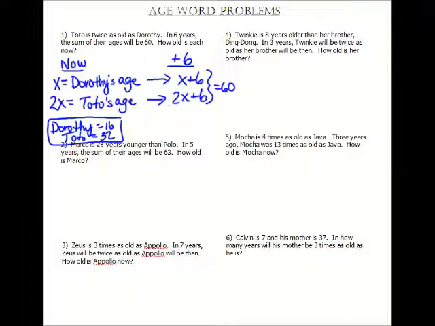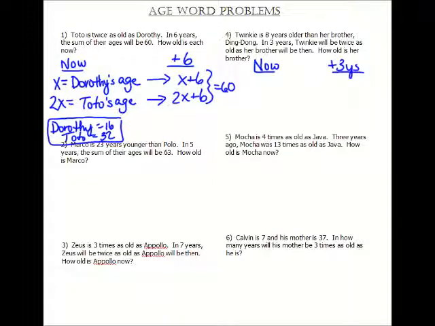How about Twinkie and Ding Dong? Twinkie is 8 years older than her brother Ding Dong. In 3 years, Twinkie will be twice as old as her brother will be then. And how old is her brother? So you're going to set up let statements for now and in 3 years. You should go ahead and try that on your own and then come back and check with me.